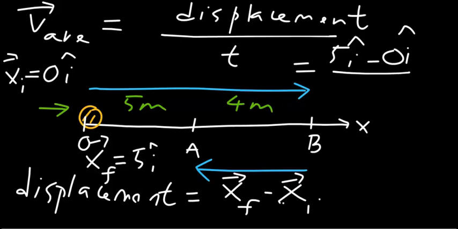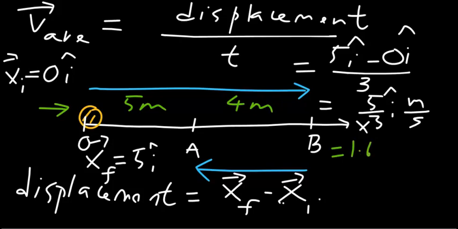Let's say it takes 3 seconds to complete the journey. You get 5 over 3 i hat meter per second, which is about 1.67 i hat meter per second, which is different from the average speed that we have calculated earlier.